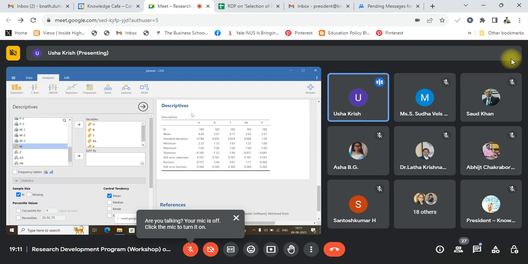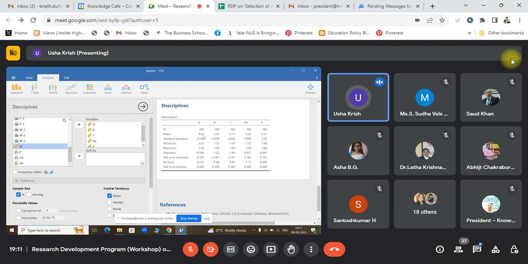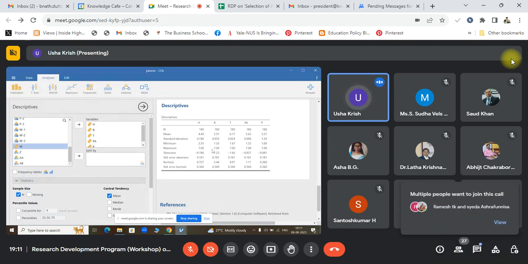Now, what does each statistical tool convey here? In case of mean, the higher the mean, the better the model. In case of standard deviation, the value should be less than 1.25. This is minimum and maximum, the scale I've adopted, and the details it is showing.